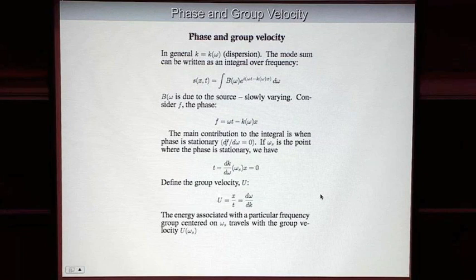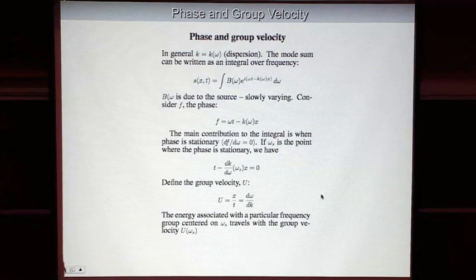The group velocity is the velocity with which the energy is transported, all right? And then we have this other velocity, which is the phase velocity, and it is simply omega over k, all right? And that's the velocity with which a phase travels. And those two velocities are typically not the same.